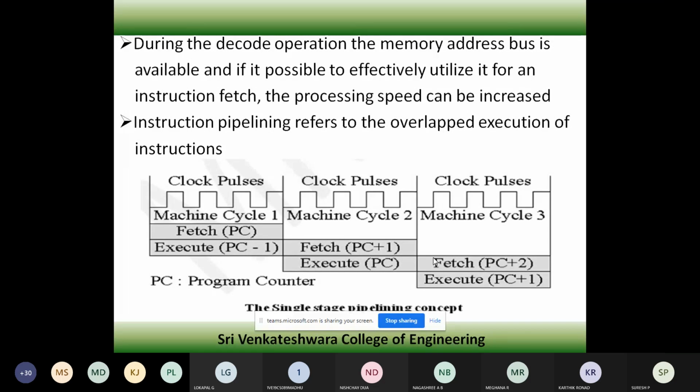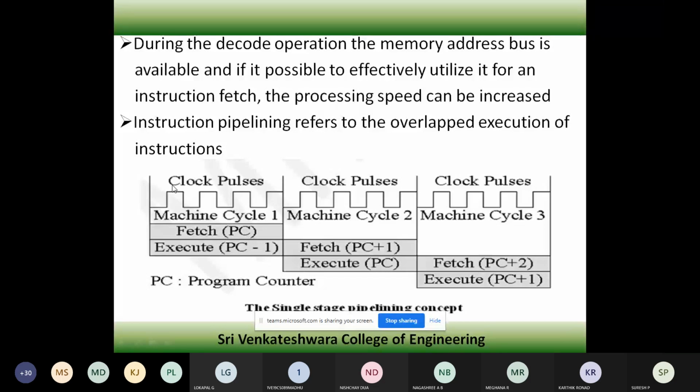Now, what do you mean by instruction pipelining? Instruction pipelining refers to the overlapped execution of instructions. In machine cycle 1, you are going to fetch the instruction from the program counter. Next, in the next clock cycle, it is going to fetch the program counter + 1, and you are going to execute the instruction which was fetched in the previous cycle. Next, it is going to fetch the third instruction, and the previous instruction will be executed.